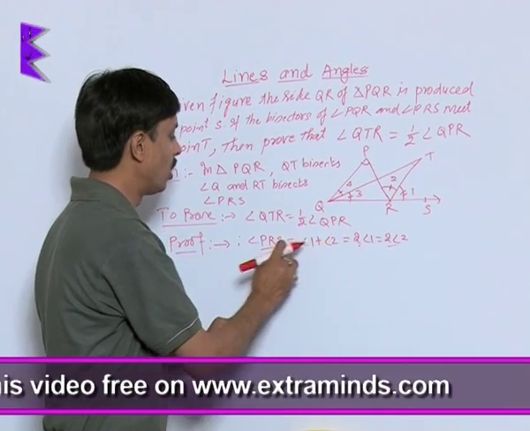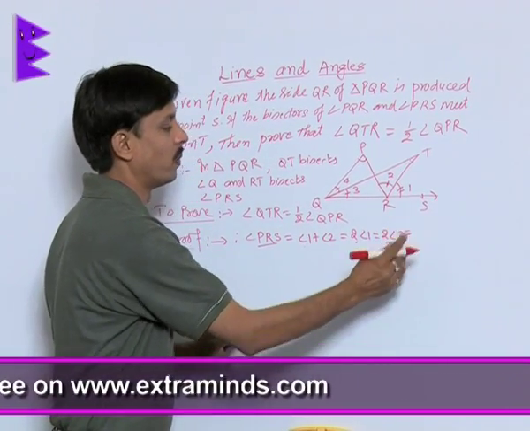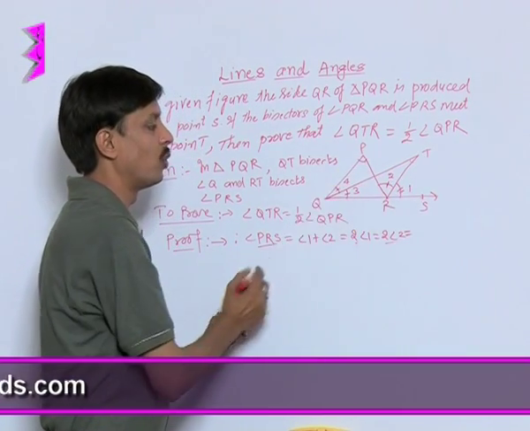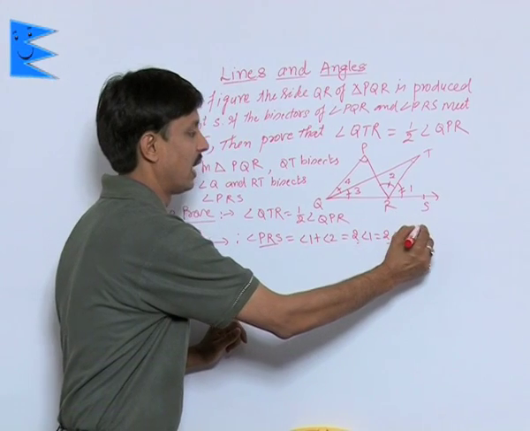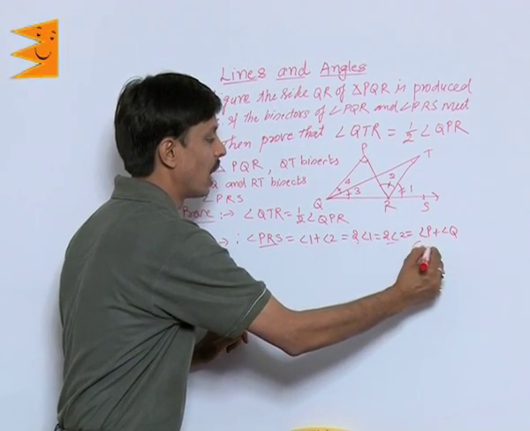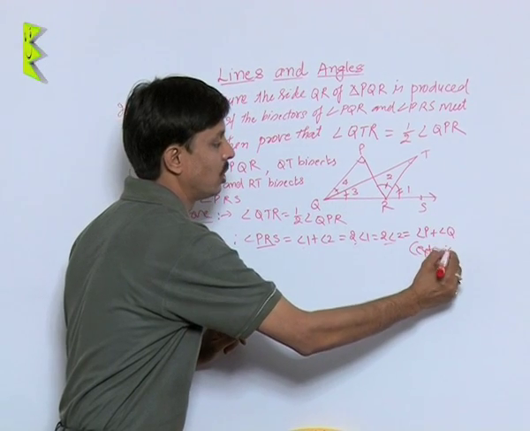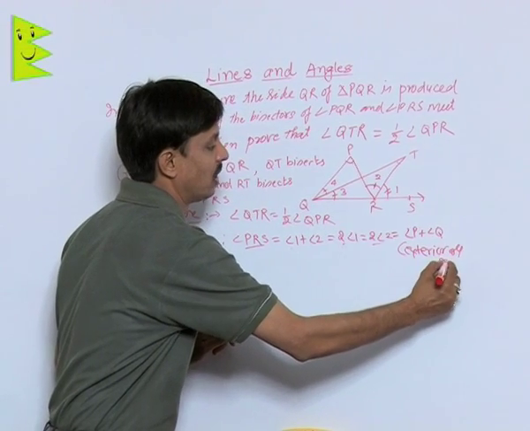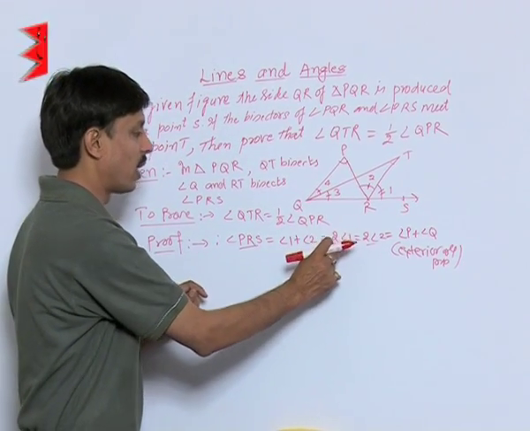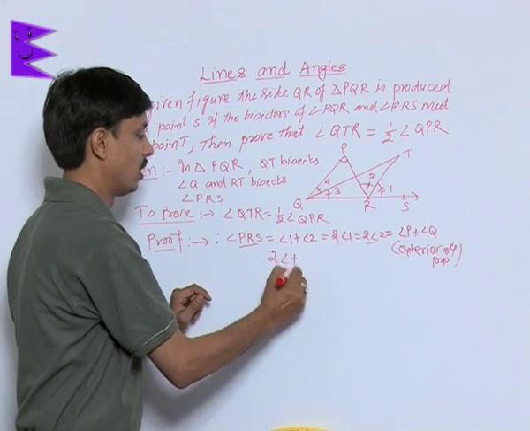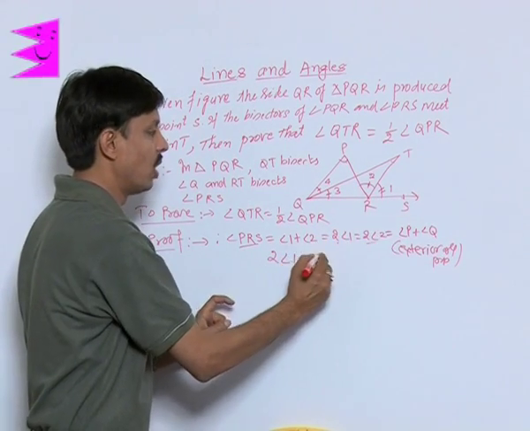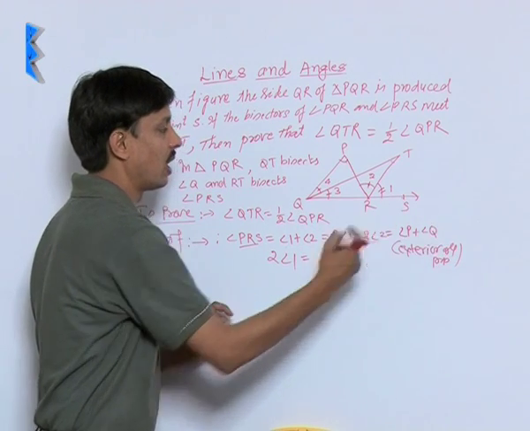I can say all these results are equal to what? Exterior angle of any triangle is equal to the sum of the two opposite interior angles, that is angle P plus angle Q. Here you have to mention the exterior angle property. Twice of angle 1 is equal to angle P plus angle Q.